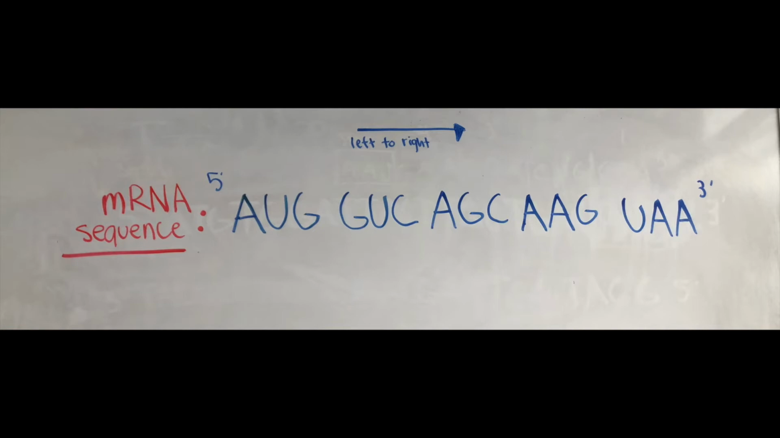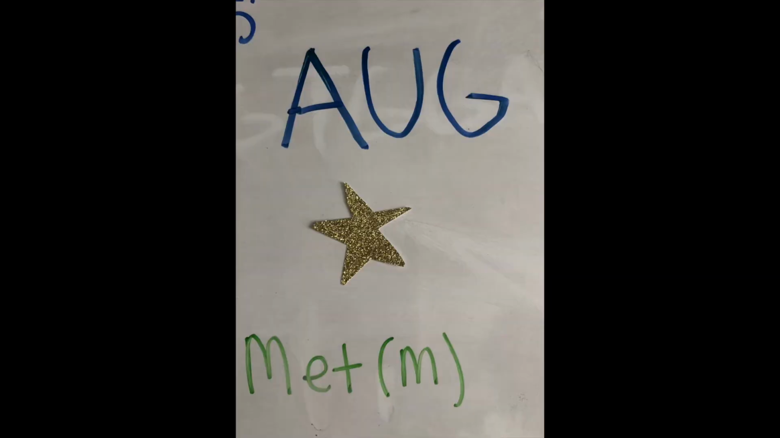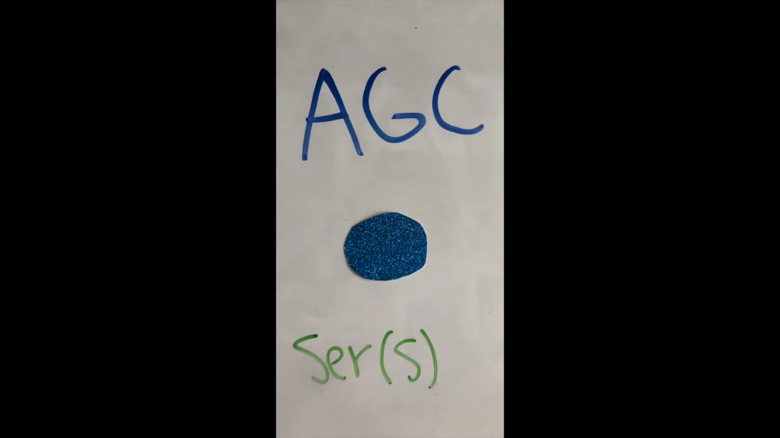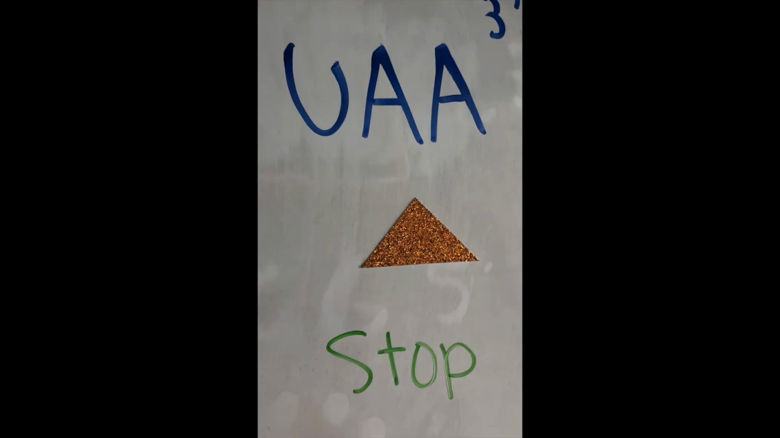When we translate this mRNA sequence, we see that we have a protein that is 4 amino acids long, leaving out the stop codon. I'm using different colored shapes to identify the different amino acids. The gold star represents methionine, the purple square represents valine, the blue circle represents serine, the green rectangle represents lysine, and the orange triangle represents the stop codon.